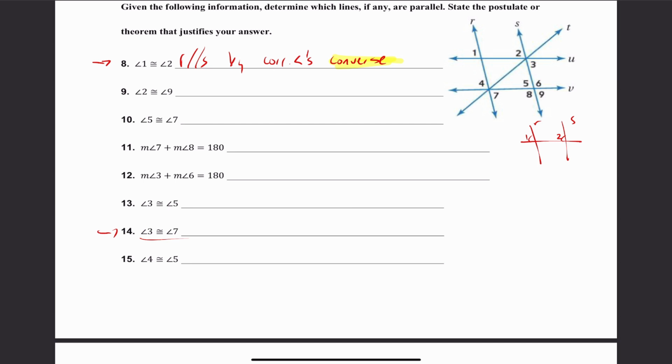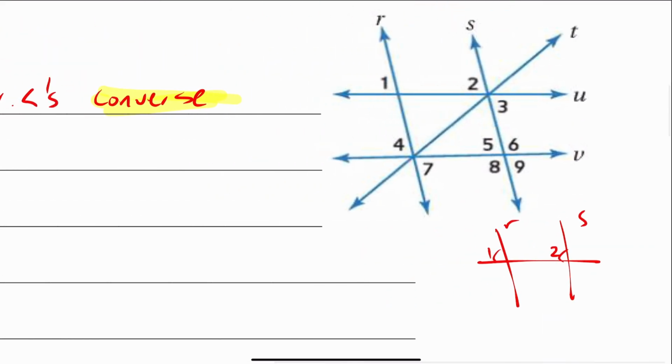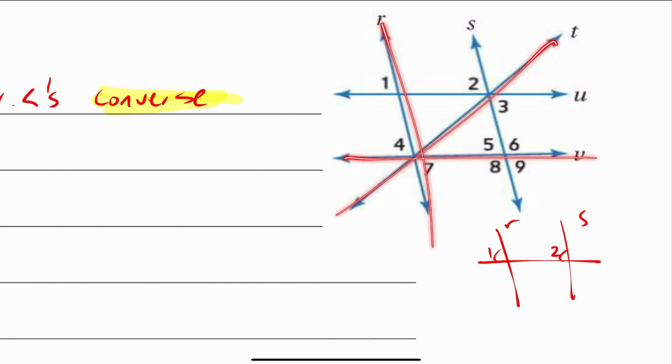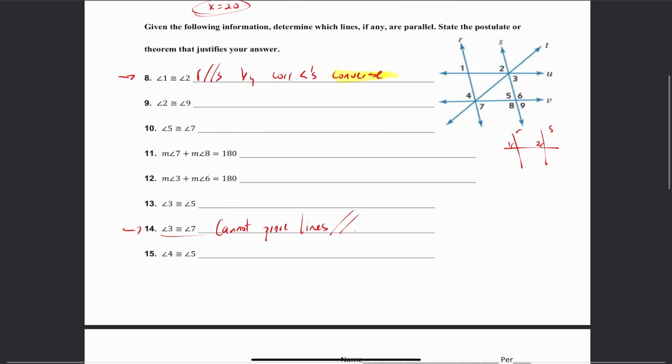And then 3 and 7, this one's a little tricky. I want to go ahead and tell you that 3 is congruent to 7, but 7 in particular, this one's really hard to determine. 7 is part of this transversal, and also, well, 7 is part of 3 lines. So here, and here. And I'm just going to automatically tell you that's just all I wanted to tell you, that you can't prove this. So cannot prove lines parallel. You cannot prove the lines are parallel. Okay.